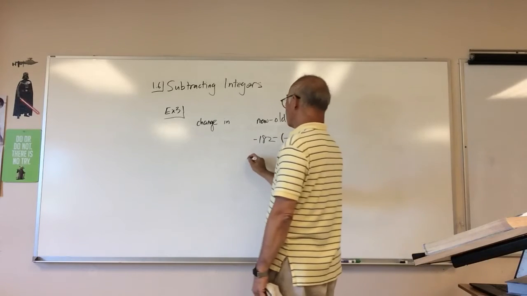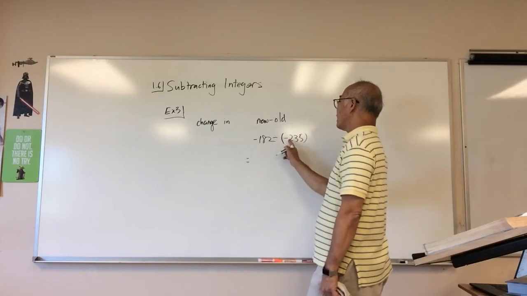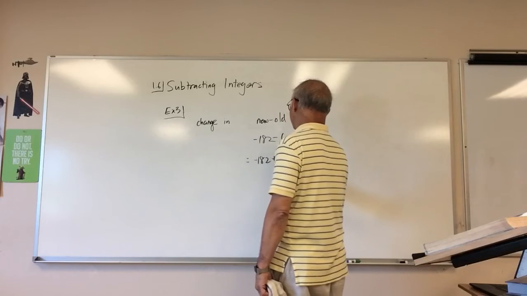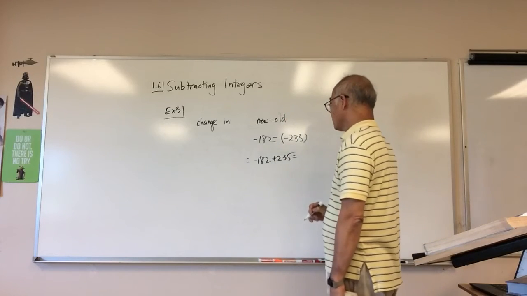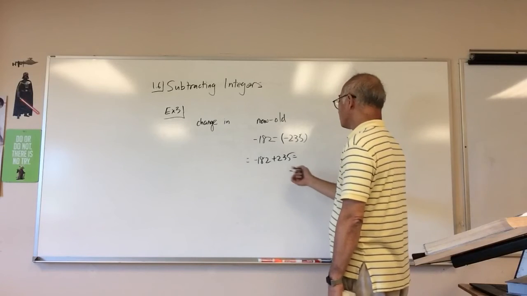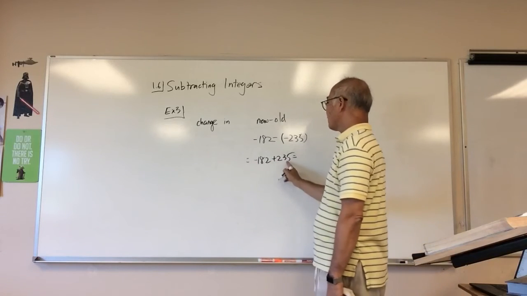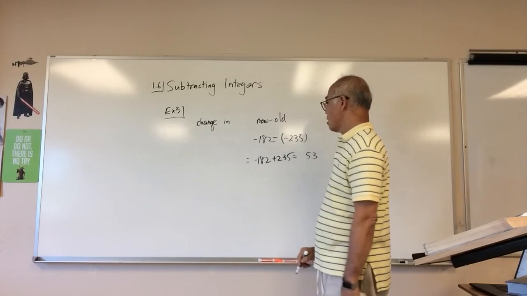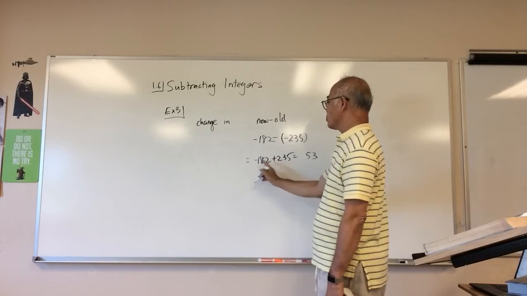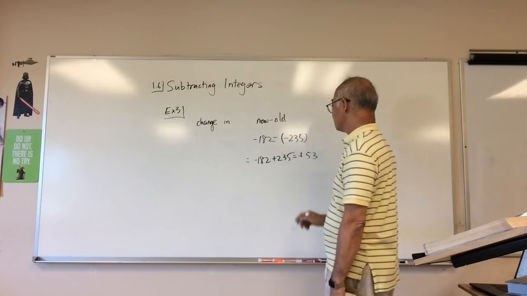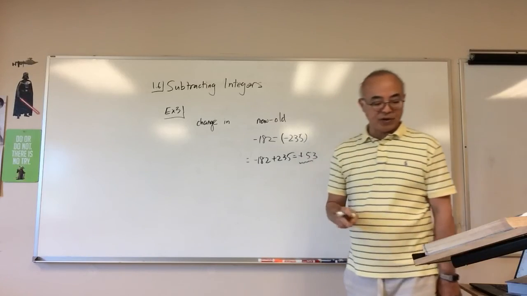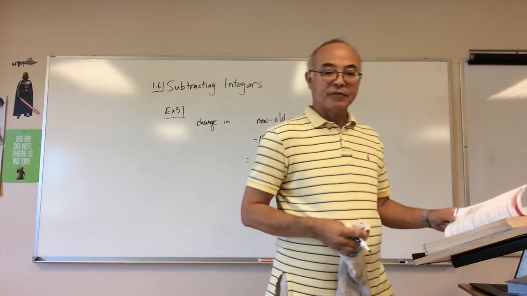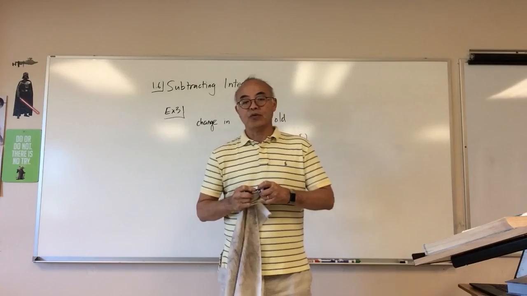Okay? So here I'm subtracting a negative. So a negative and a negative becomes positive: negative 182 plus 235. So I have a plus and a negative, so I subtract 182 from 235, and I'm going to get 53. The positive one is larger than the negative one, so this is positive. So the change is going to be positive 53. Okay, so that's how you work that. And that's it. We are done with 1.6.